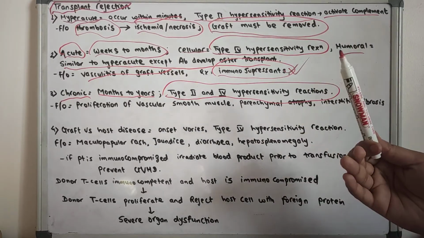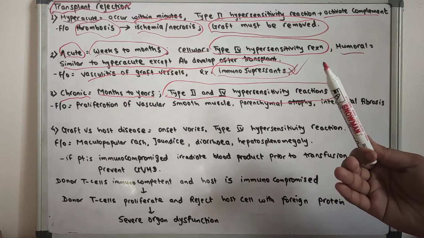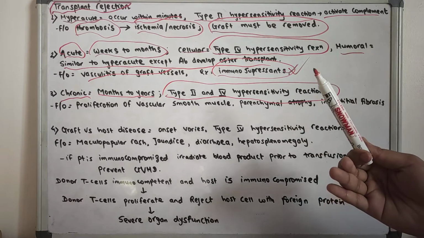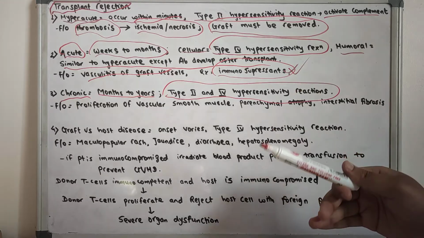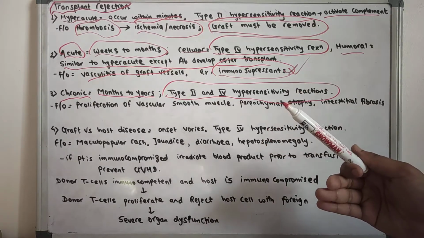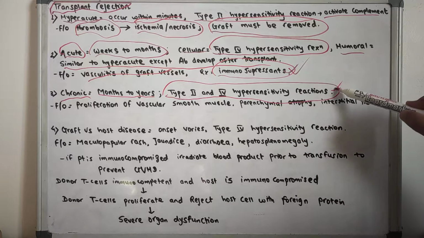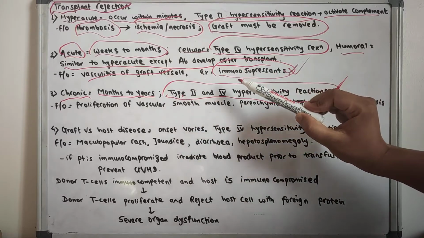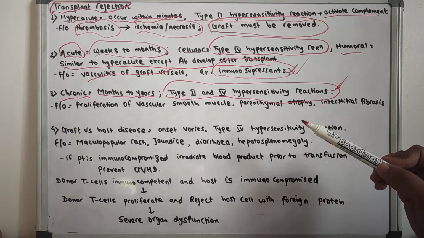The CD4 plus T cells respond to the recipient antigen presenting cells, which present the donor peptides including the allogenic MHC. So both cellular and humoral components are involved in the chronic transplant reaction. Thus it includes the type 2 and type 4 hypersensitivity reactions.